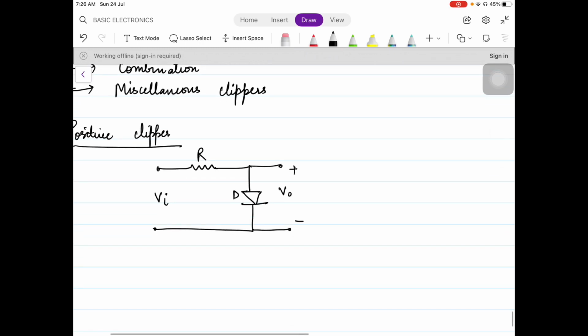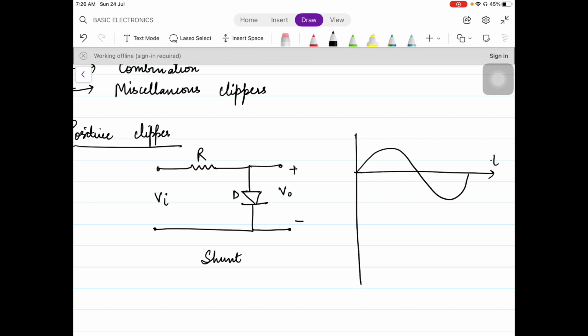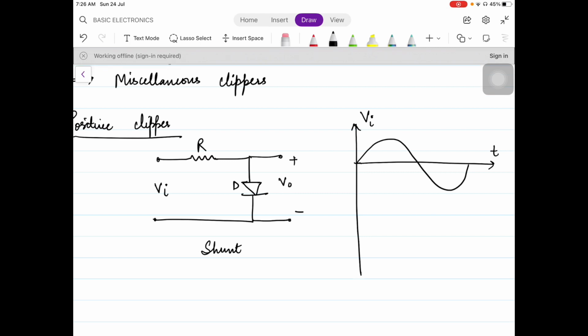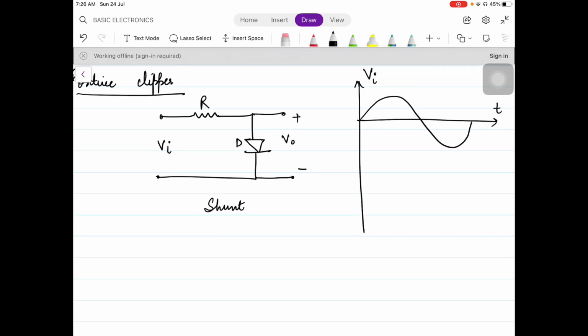So this is the clipper circuit, shunt type, positive clipper. This is the input signal that you have given. Now let's see what this clipper does to this particular input signal. How to analyze: the first step is, first of all, you analyze the circuit in the positive cycle. So during positive half cycle, during positive cycle.